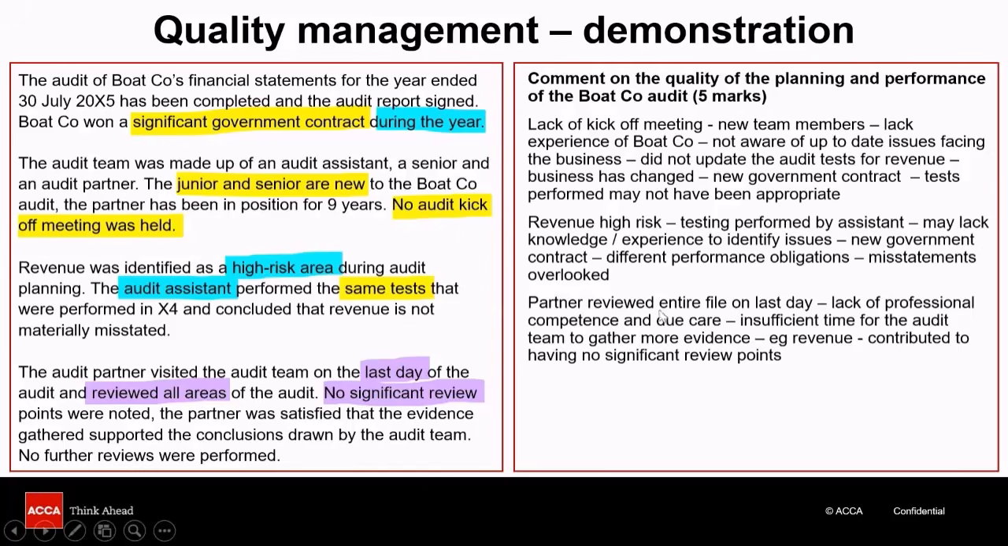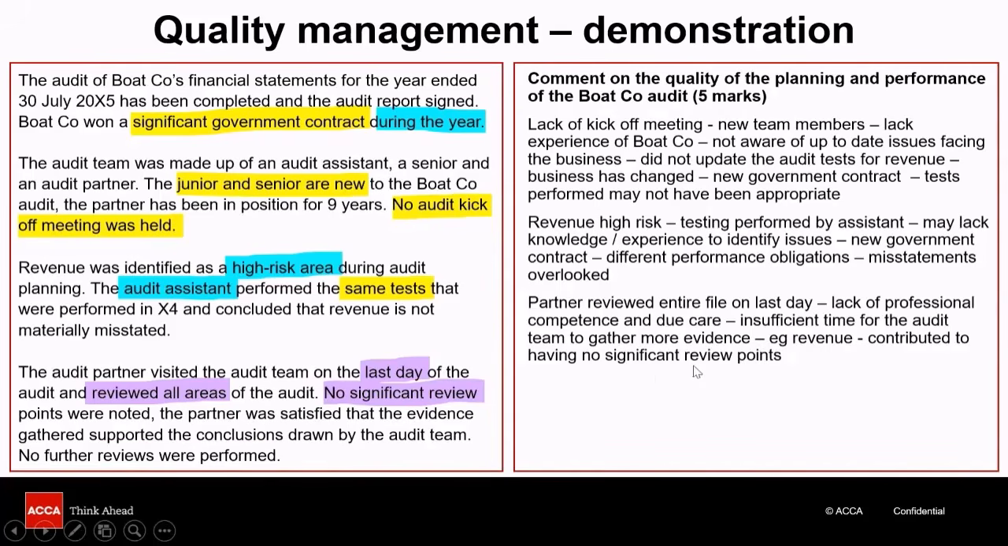So, because the partner reviewed the entire file on the last day, that's demonstrating a lack of professional competence and due care. There's not enough time for the audit team to gather any more evidence if he did find any issues or she found any issues. And there might have been some, for example, around revenue, where we just followed last year's file. And the fact that there wasn't enough time would have contributed to the partner not making any significant review points. See how I'm building linkages between the different facts. Because they did it late and rushed it, they didn't find any review points.